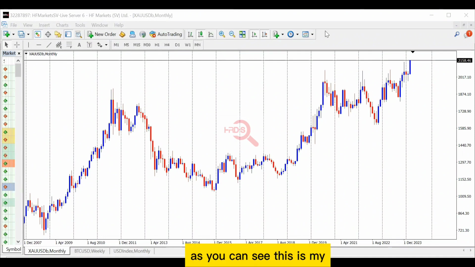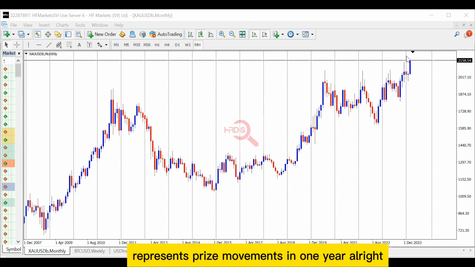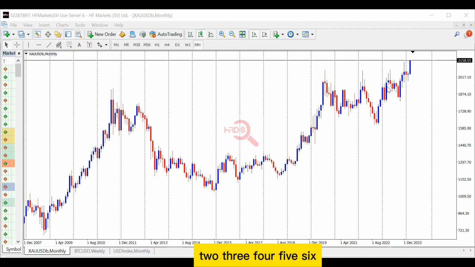So, as you can see, this is my monthly time frame, and each of these grid lines represents price movement in 1 year. All right, this is 1 year. As you can see, we have 1, 2, 3, 4, 5, 6, 7, 8, 9, 10, 11, 12 candles in each of the grid. I mean, these grid lines here.